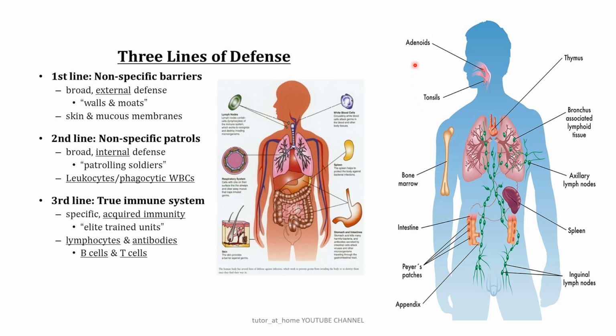Here you can see the basic junctions where the immune cells are present in clusters: adenoids, tonsils, thymus, bone marrow, axillary lymph nodes, intestines, Peyer's patches, spleen, lingual lymph nodes, and appendix, etc. Majority are the lymph zones and the bone marrow, where the maturation or production of white blood cells occurs. So these are the zones where the body acquires its immunity.